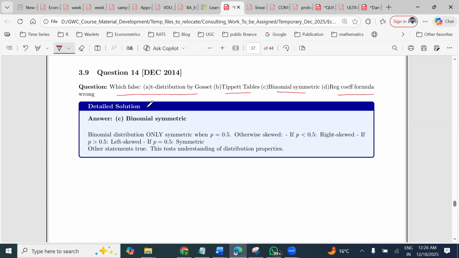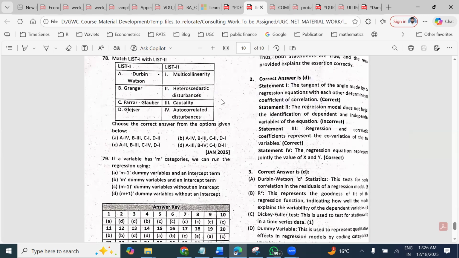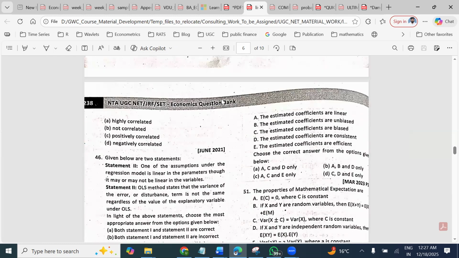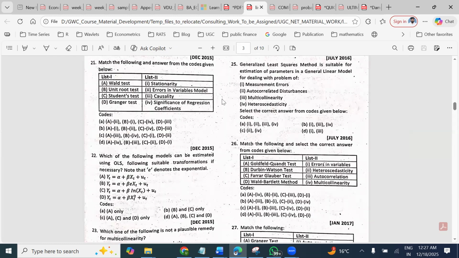Is this correct? This question. Sir, question number 14. 14. What is question number 14?